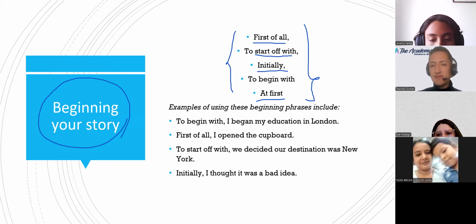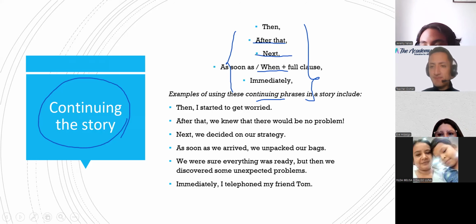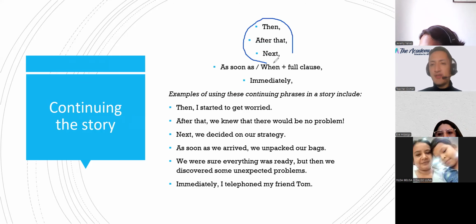Don't you forget, my dear students, that also we can use linking words to continue your story. We have then, after that, next. Entonces, después, a continuación. Remember, this is to put the next event in the story, okay? Remember, we put in sequence. Luego, después, a continuación, okay? Then, after that, next. Got it?